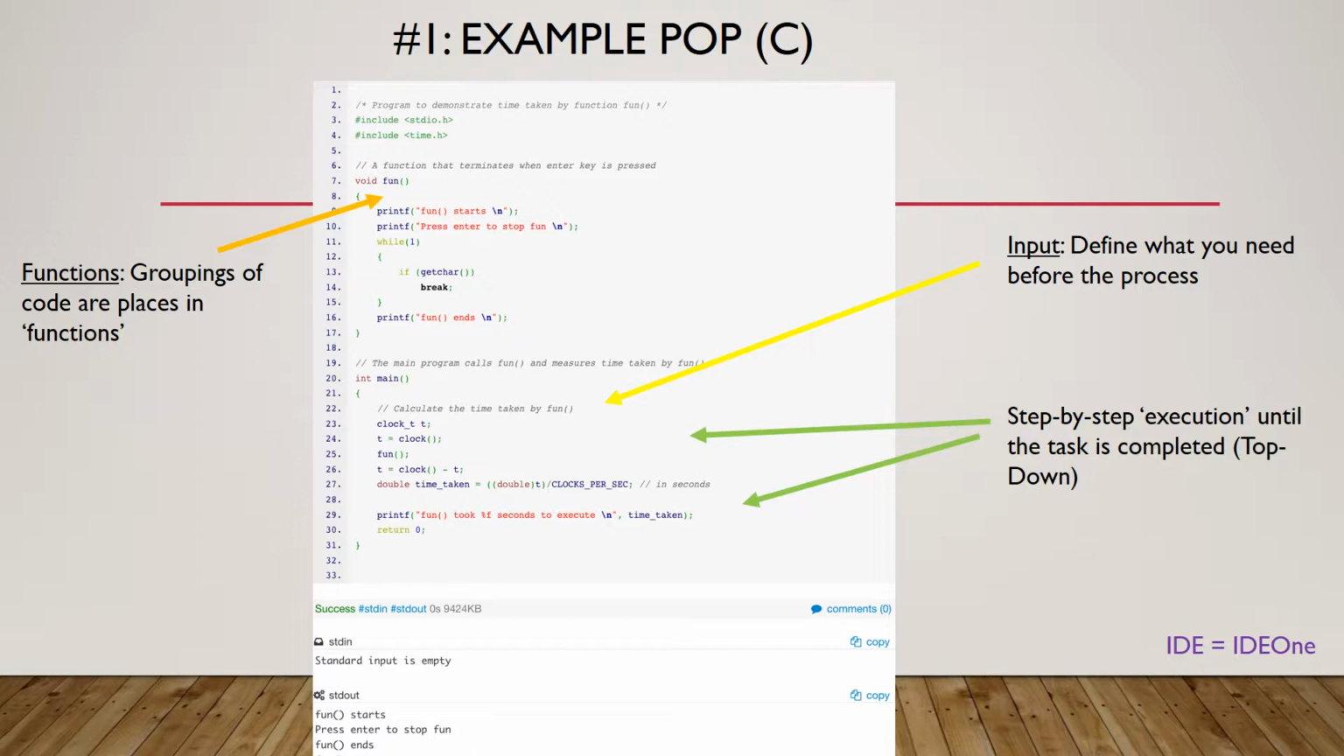Again, functions are groupings of code that are placed in a function. Input, define what you need before a process is the typical way of handling procedure-oriented programming, and it's a step-by-step execution.